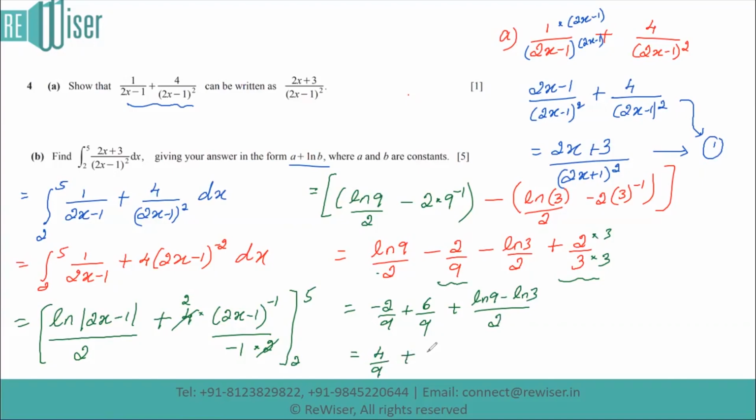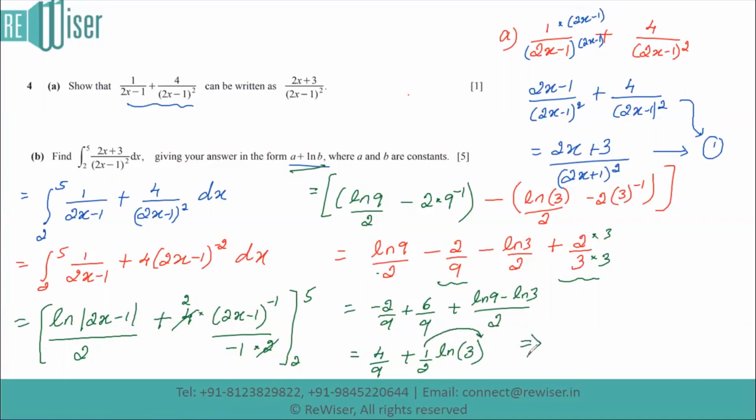Plus this is going to be 1 over 2 times ln of. So we know ln of m minus ln of n is ln of m over n, which is nothing but ln of 9 over 3. So 9 by 3 is just 3. Now this still doesn't look like that format because there is no coefficient for ln here. So I need to take this half inside the ln.